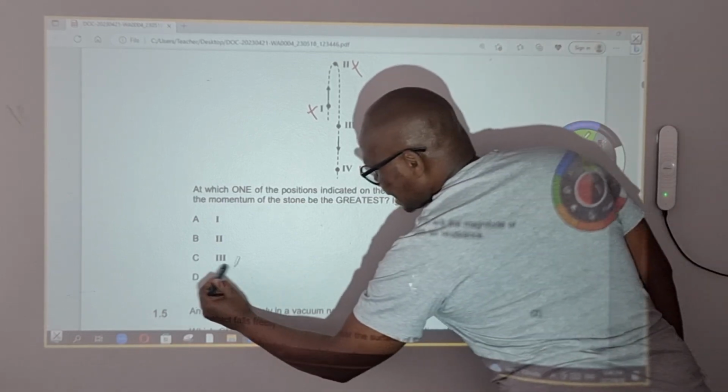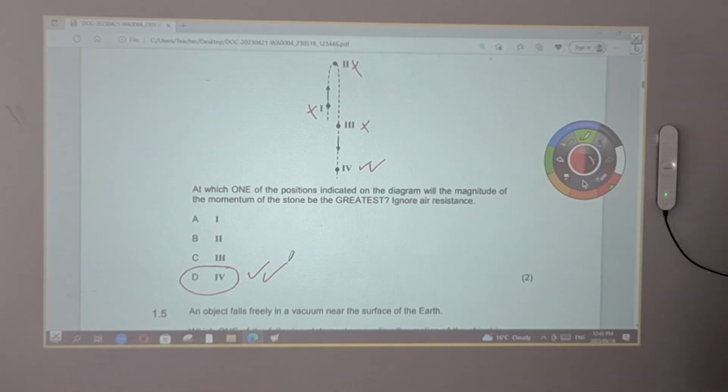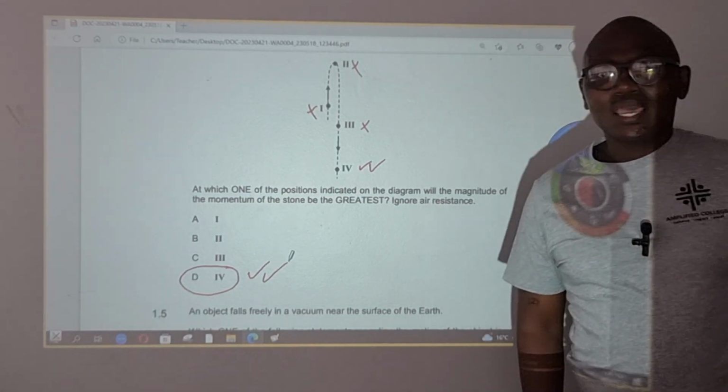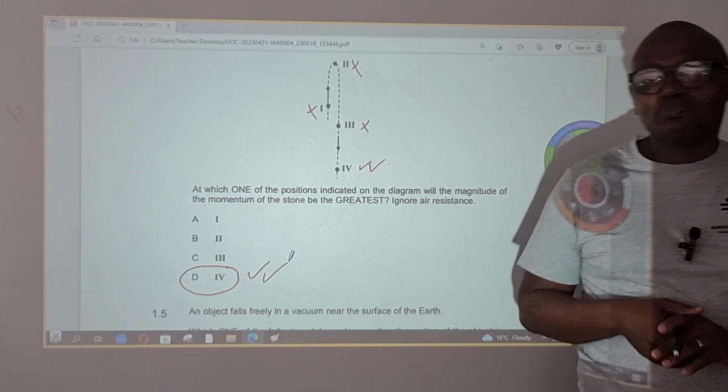So the correct answer here will be D. D will be the correct answer. I hope that you've gained something from this particular question as far as multiple choice questions are concerned.